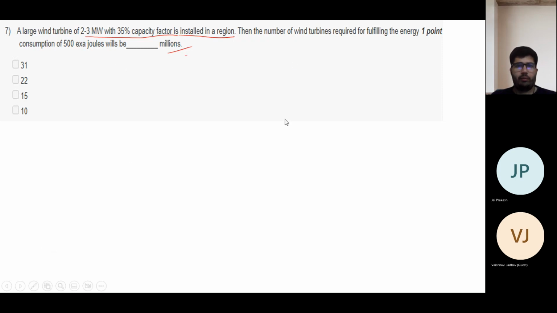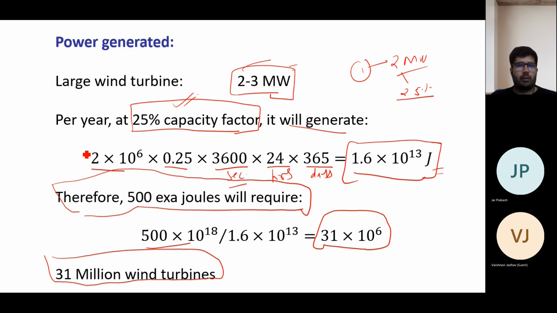Let me open that slide for your help. Yeah, this is how the power is generated. So if the wind turbine is 2 to 3 megawatt, capacity 25%, then first find out the power. First find out the energy, not power, energy from that wind turbine.